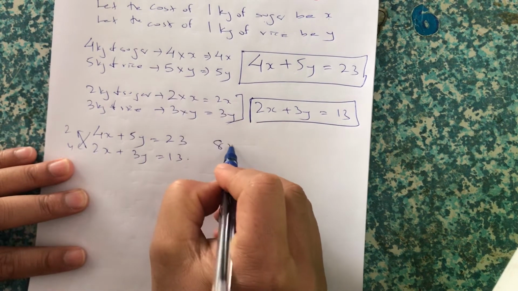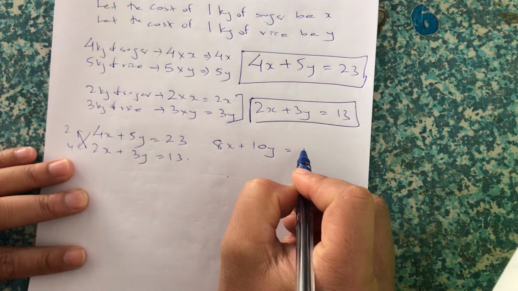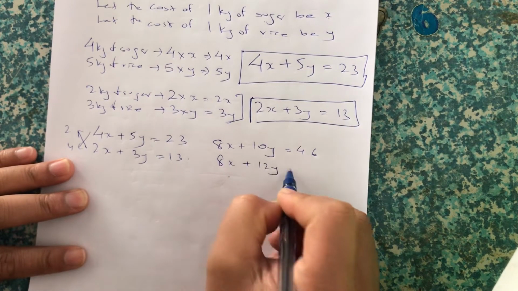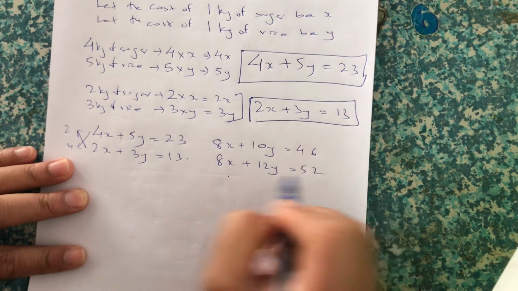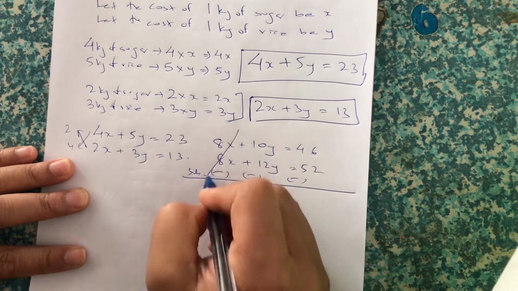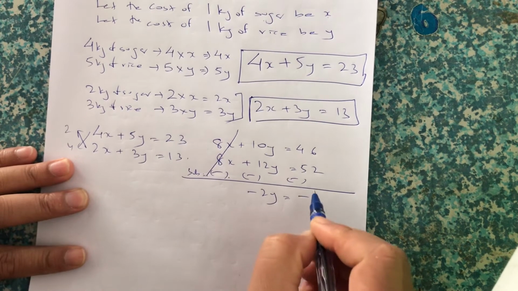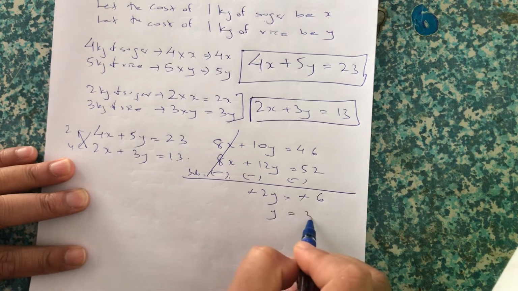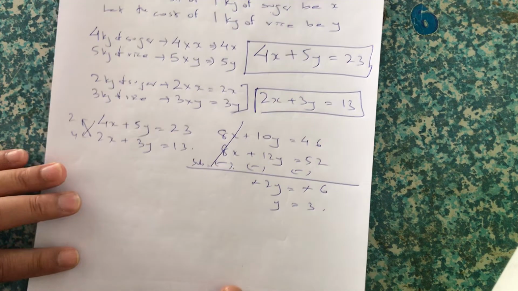2 4s I get 8x plus 2 5s are 10y is equal to 2 2s are 4, 2 3s are 6, 4 2s are 8x plus 4 3s are 12y is equal to 4 3s are 12, 52. And then what do I do? I subtract. We get minus, we get minus, we get minus out. Minus 2y is equal to minus 12 minus 6 out. So y is equal to 3. So we get y is equal to 3.